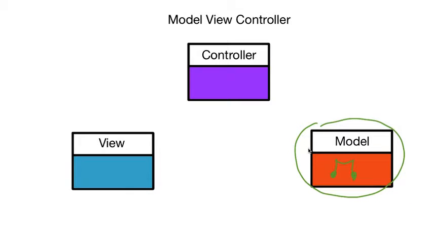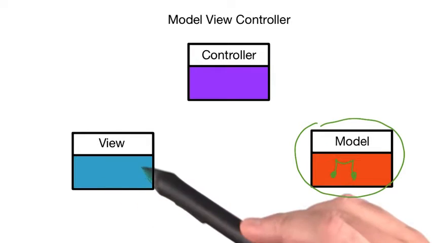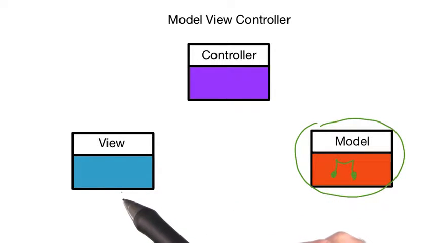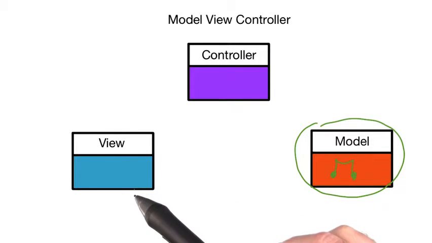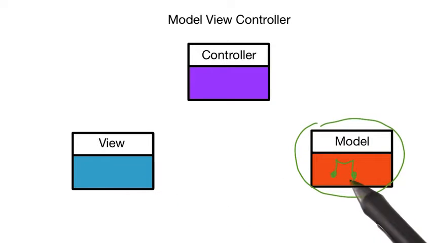On the other side of the diagram, we have the view. The view is what the user sees on screen and how they interact with the app. The view does not know anything about the data itself, or the model as we call it here. It only knows how to display the subset of data that it's given. It is just your user interface.